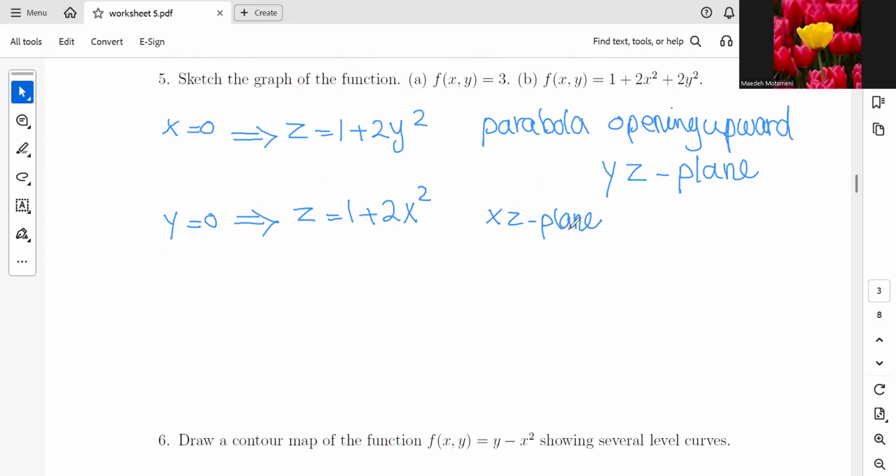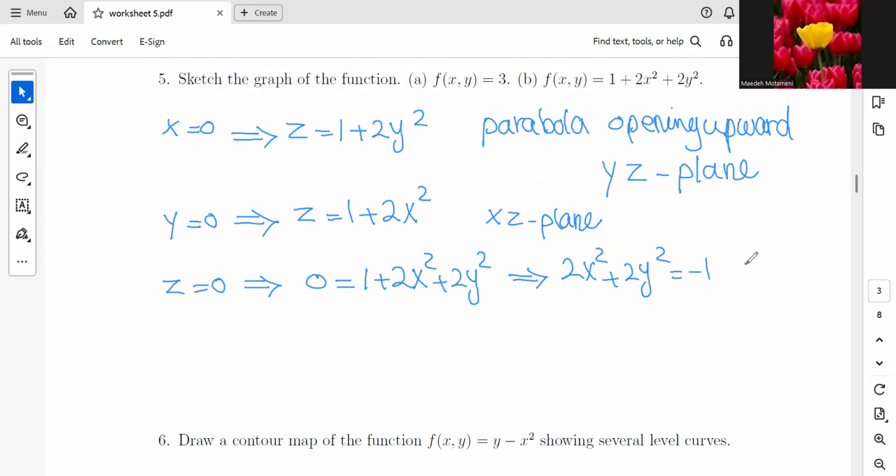So let's see what happens when z is equal to 0. It will be 0 equals 1 plus 2x squared plus 2y squared. Is it possible? The answer is no. Or maybe if I subtract 1 from both sides, 2x squared plus 2y squared will be negative 1, when we know that it is impossible to have a negative number when adding all positive numbers. So what can we do now? We can find the level surface in this case.